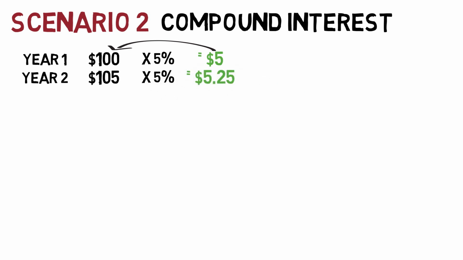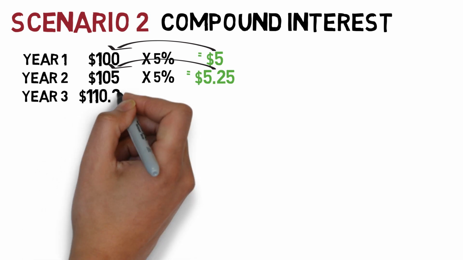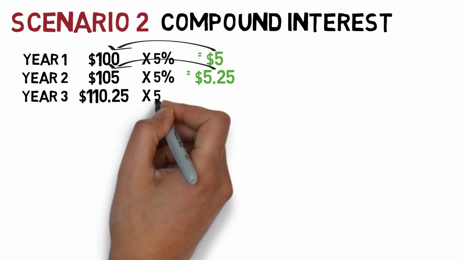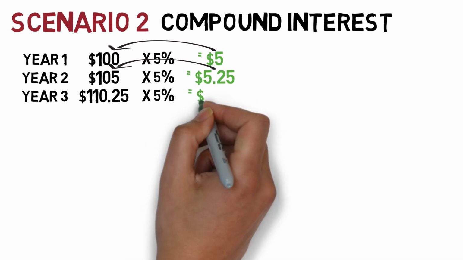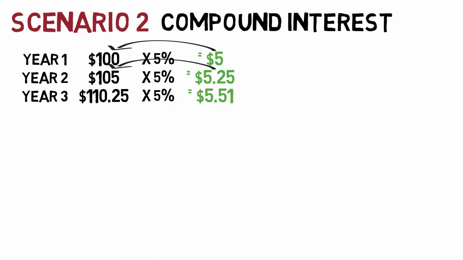At this point, you might be thinking, wow, a whole extra 25 cents. What's the big deal? Well, it is a big deal once you get through multiple cycles. Reinvesting our $5.25 means we are starting year 3 with $105 plus $5.25, which equals $110.25. We again earn 5% in year 3, and $110.25 multiplied by 5% interest equals $5.51.